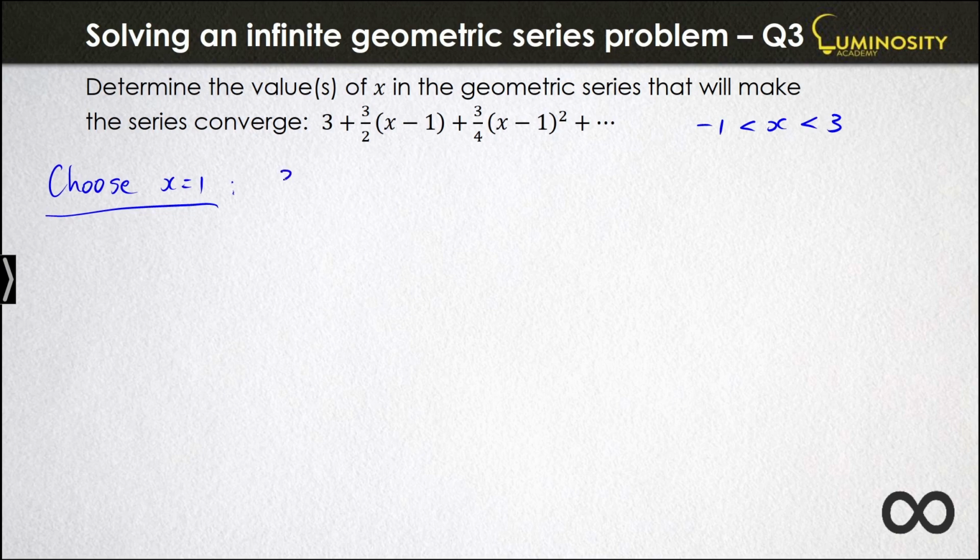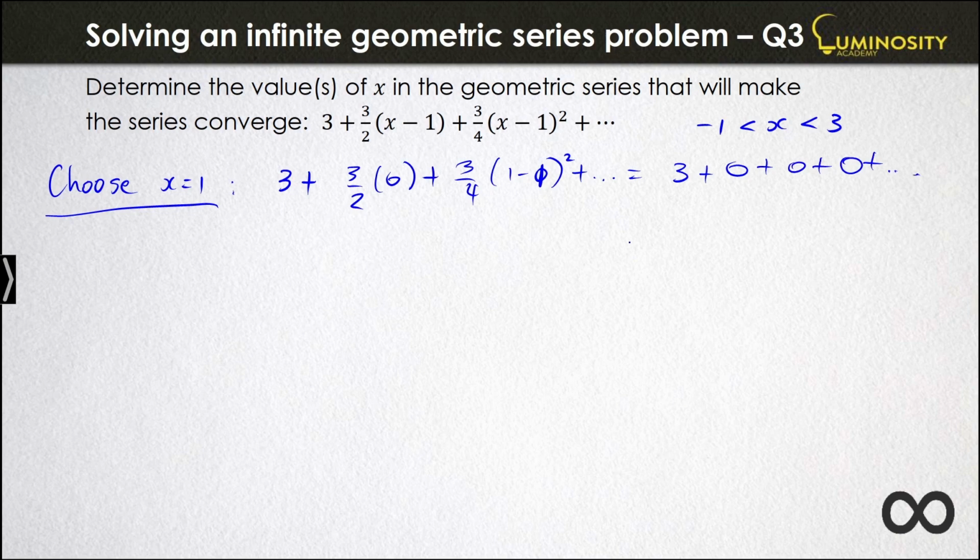So 3 plus 3 over 2, well, 1 minus 1 is 0. Plus 3/4, (1 minus 1) squared is 0. So if we keep doing that, it's going to be 3 plus 0 plus 0 plus 0. That is a very boring thing, but it does converge to a finite value. Converges to 3.